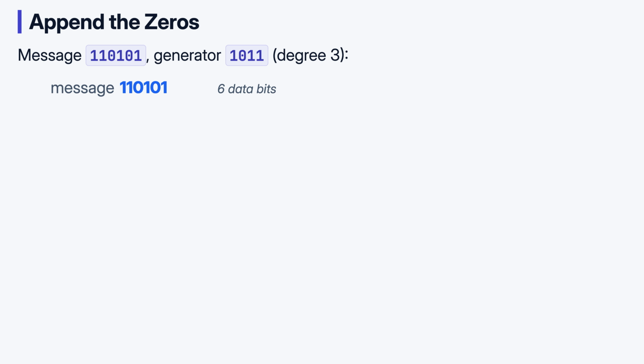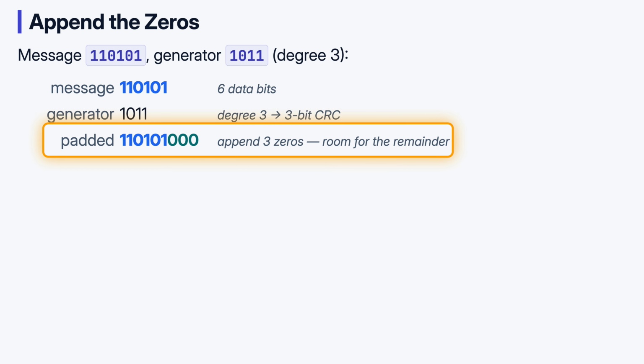This is the plan for a CRC. Take the message 110101, 6 data bits. Pick a generator, 1011, of degree 3. Degree 3 means a 3-bit check value. Append 3 0 bits to the message, giving 110101000. Those zeros make room for the remainder we are about to compute.